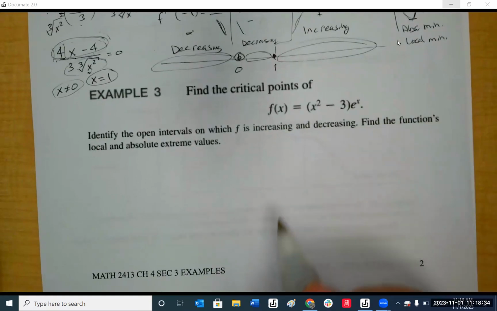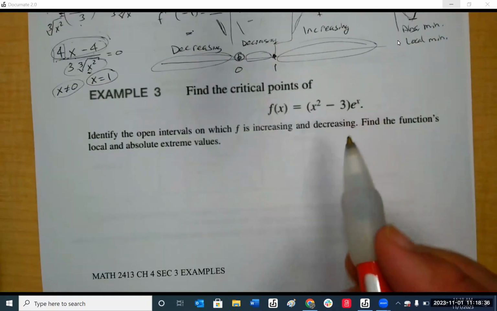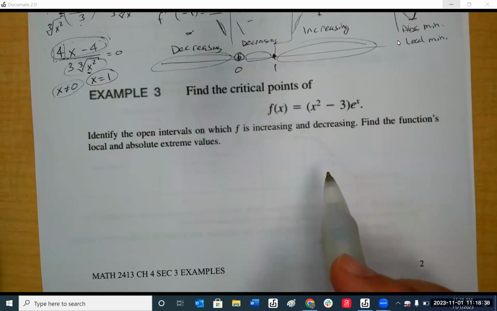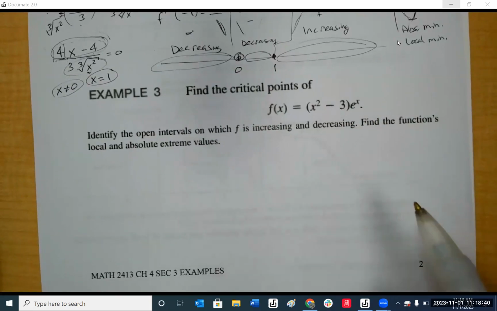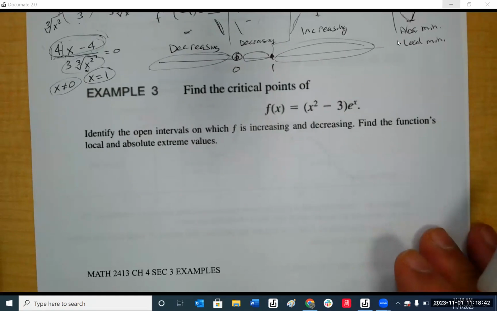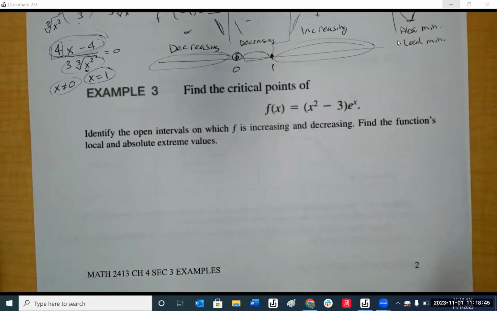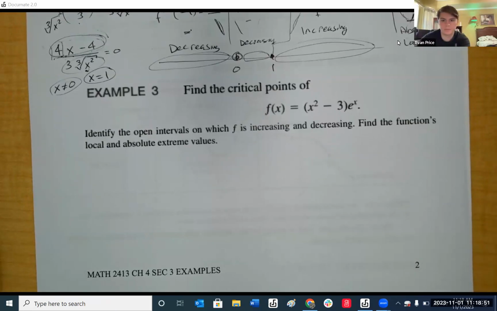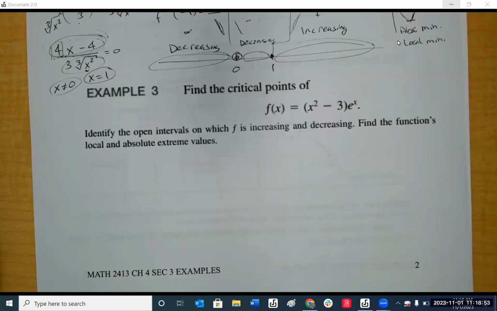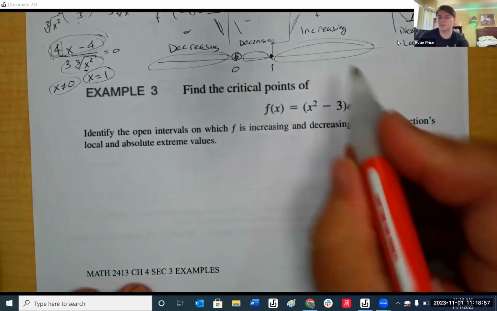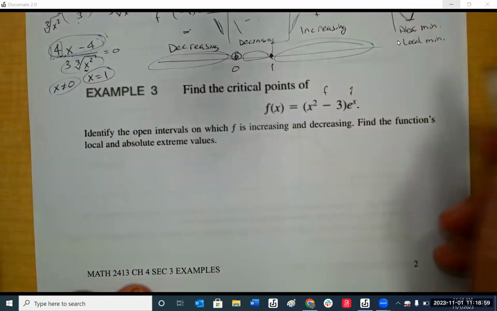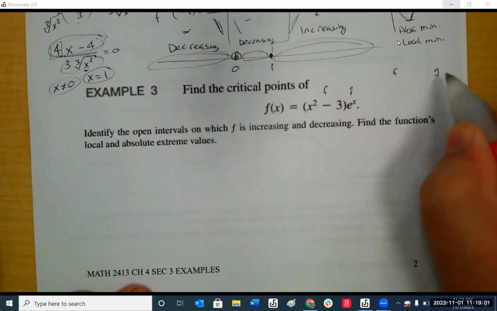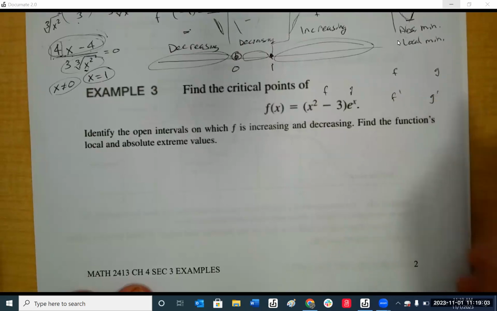Let's look at number 3. Either way, we're going to have to do a product rule. Or is there another way we could do it? Not really. Not that would be easier anyway. Right. So this is our F and this is our G. F, G, F prime, G prime.